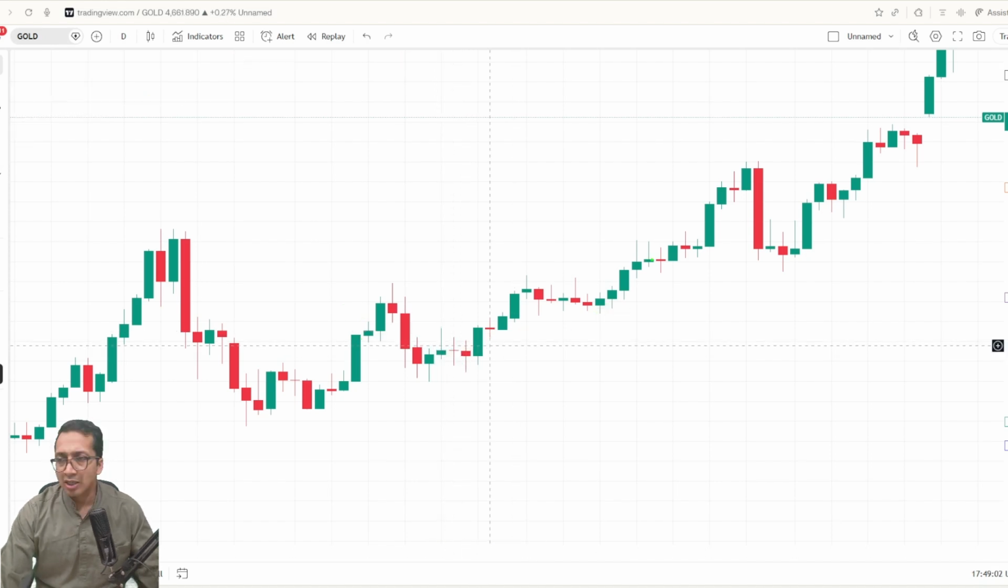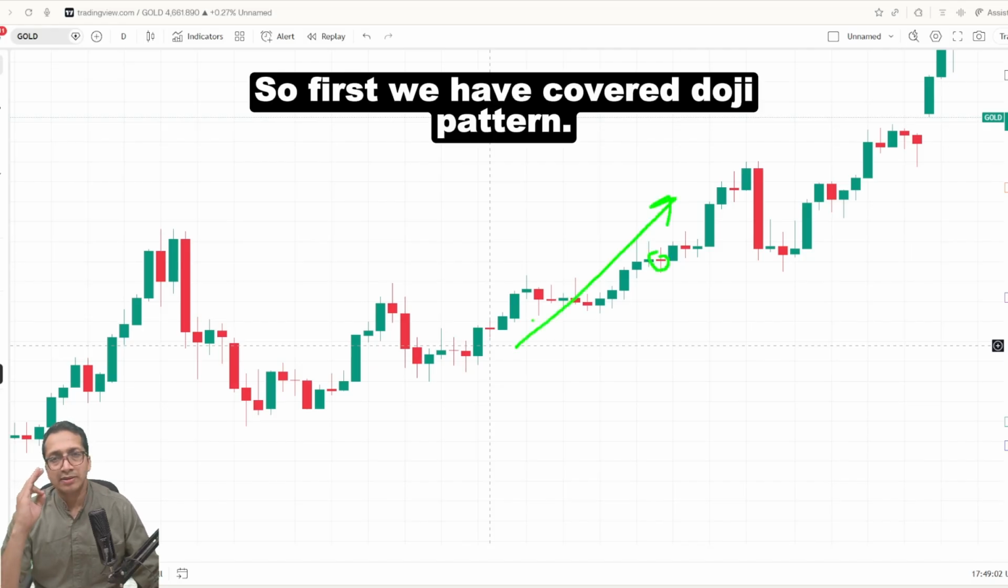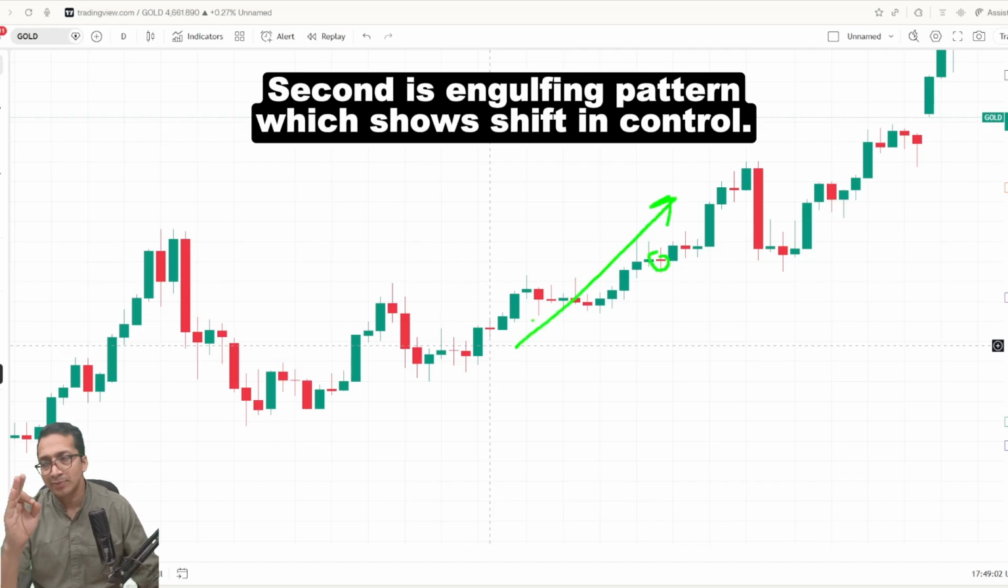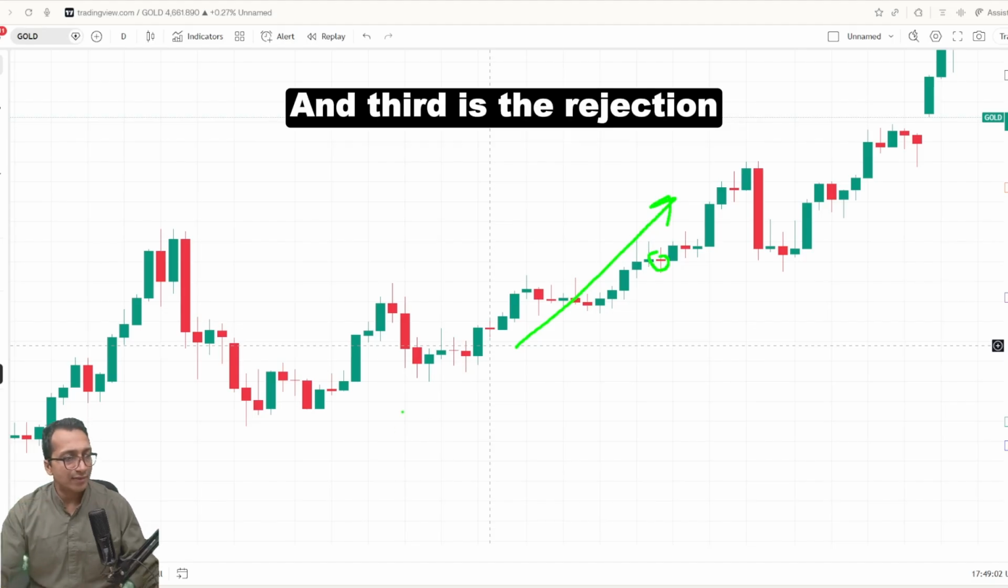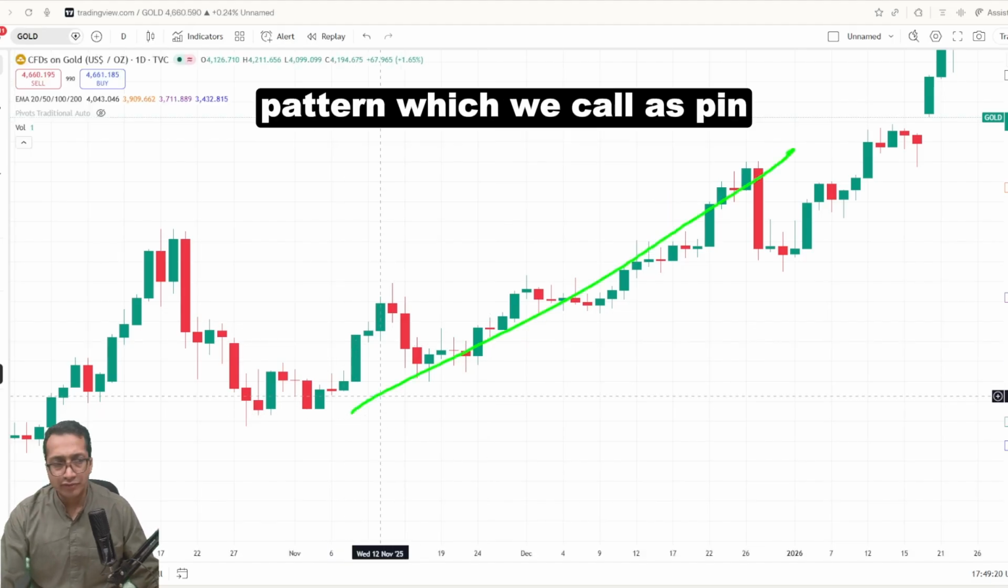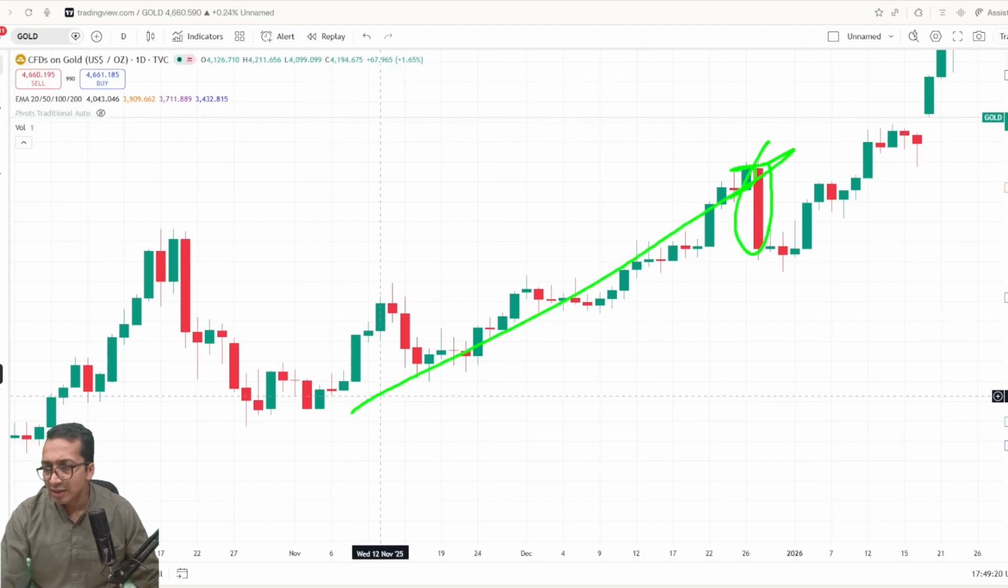So that is the momentum. Now the third pattern is the spin pattern. First we covered the doji pattern, which is indecision. Second is the engulfing pattern, which shows a shift in control, and third is the rejection pattern, which we call a pin bar. So let's see the context again.